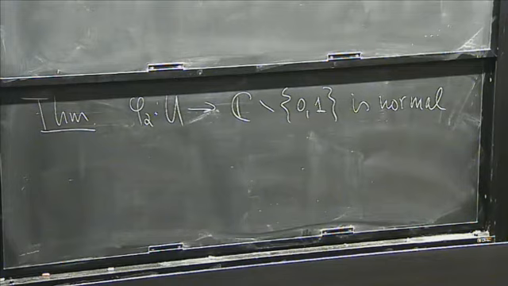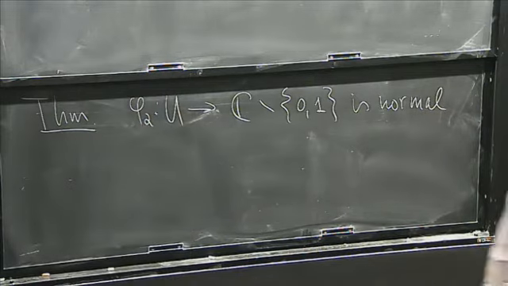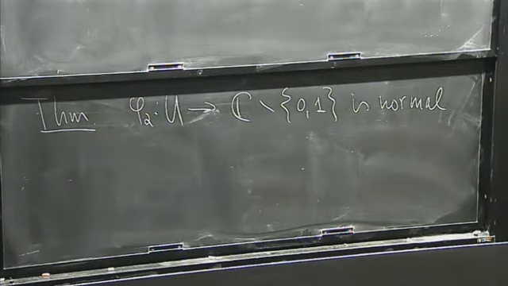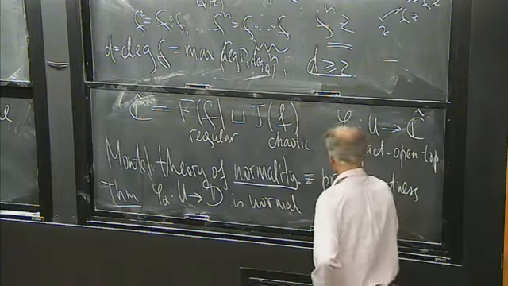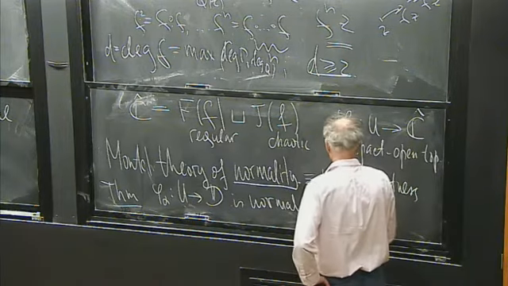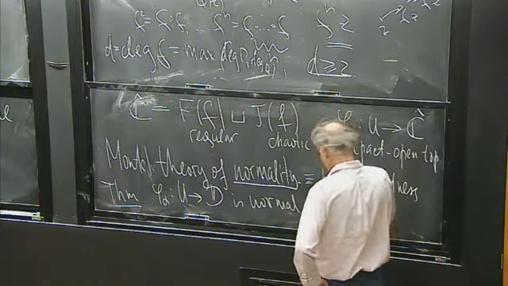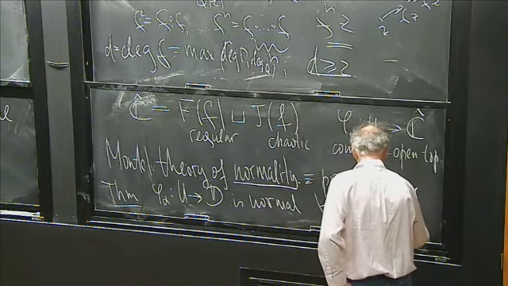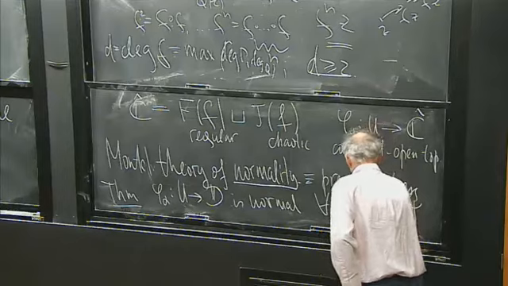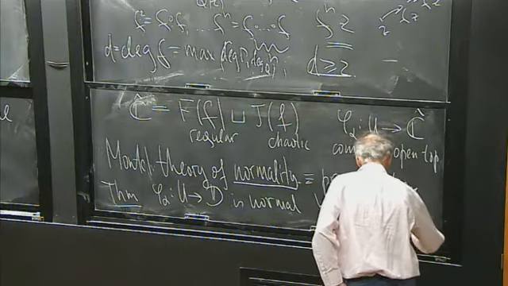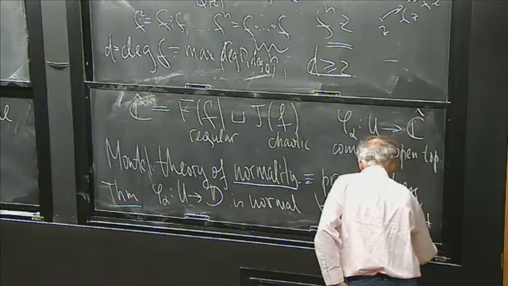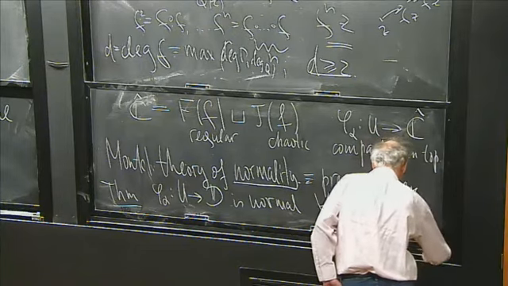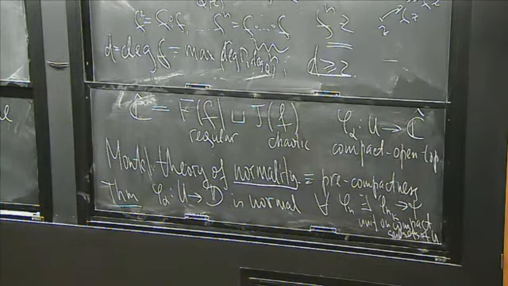Let me remind you concretely what normal means. Normal means precompactness in this topology, and formally it means that if you have any sequence of such functions, then you can select a convergent subsequence. For any sequence f_n, there exists a subsequence f_{n_k} convergent to some psi uniformly on compact subsets of U. That is the formal definition of compactness in this topology.